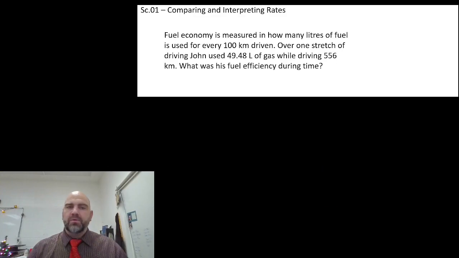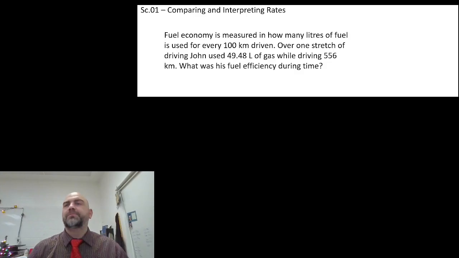All right, next one. We're talking about fuel economy. It's measured in how many liters of fuel is used for every 100 kilometers driven. That's the way we calculate our fuel economy here in Canada. Now, over one stretch of driving, we're told that John used 49.48 liters of gas and he drove 556 kilometers. What was his fuel efficiency? Give this one a shot, pause the video, and then come back once you have your answer.